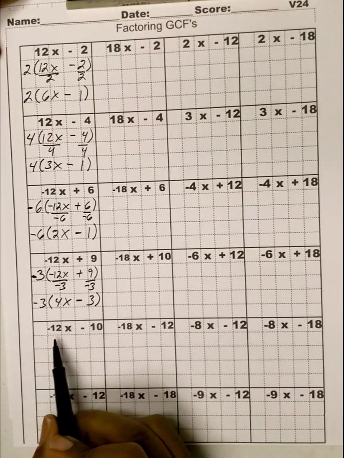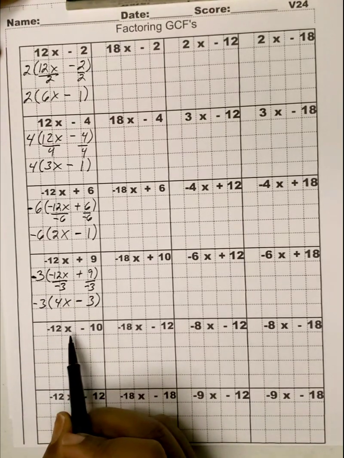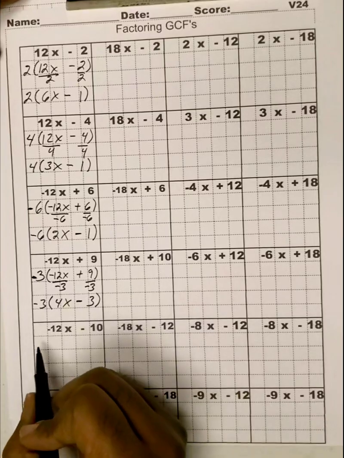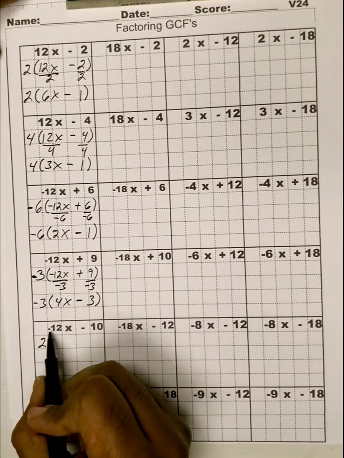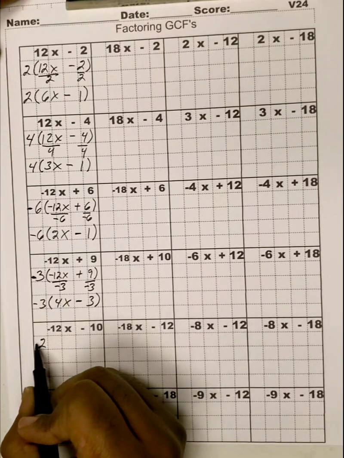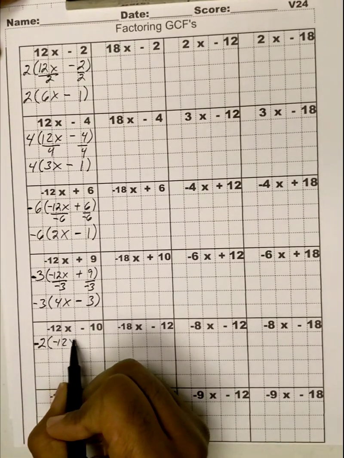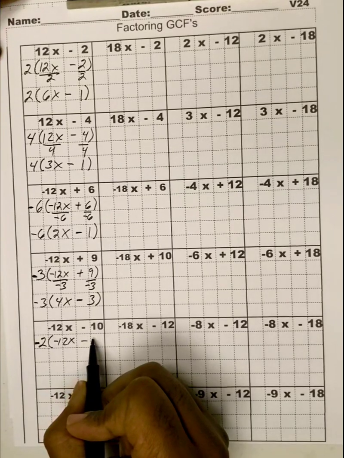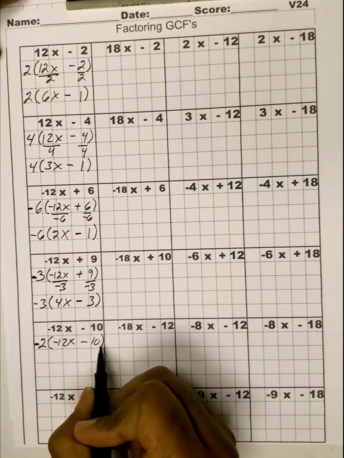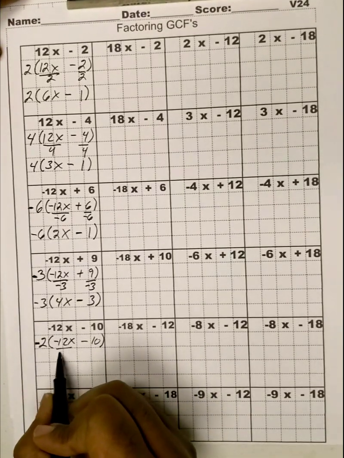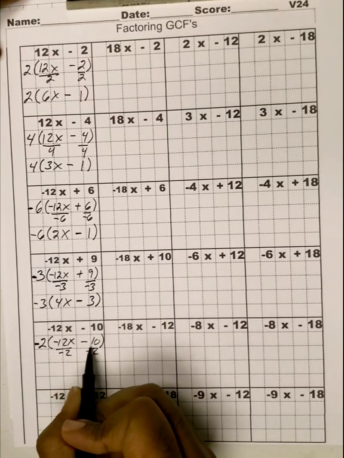Next we have a 12 and a 10. These can both be divided by 2. That's the greatest common factor. So this will be 2 here. Because it leads with a negative 12, this is going to be a negative 2. So let's put in parentheses negative 12x minus 10, and close parentheses. And then we're going to divide everything by negative 2.